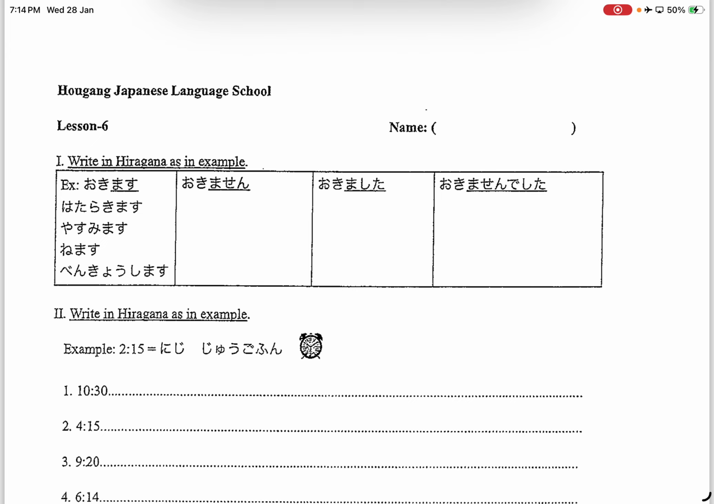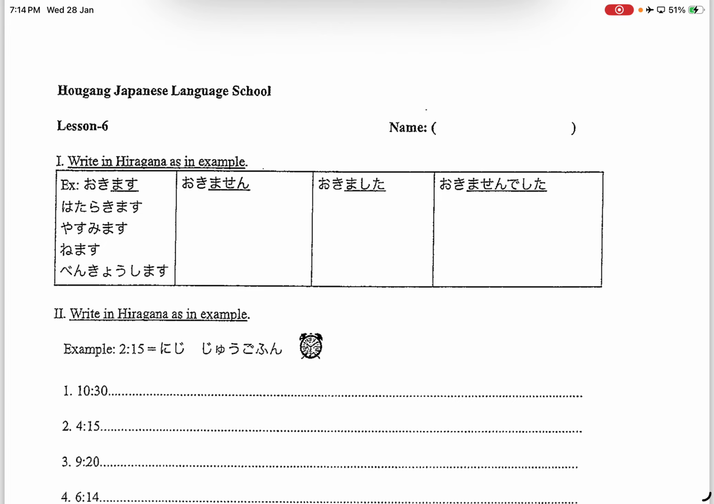Yasumimashita. Yasumimasen deshita. Right, negative past tense. Very nice. Nemasu. Nemasen. Nemashita. Nemasen deshita. Okay, very good.